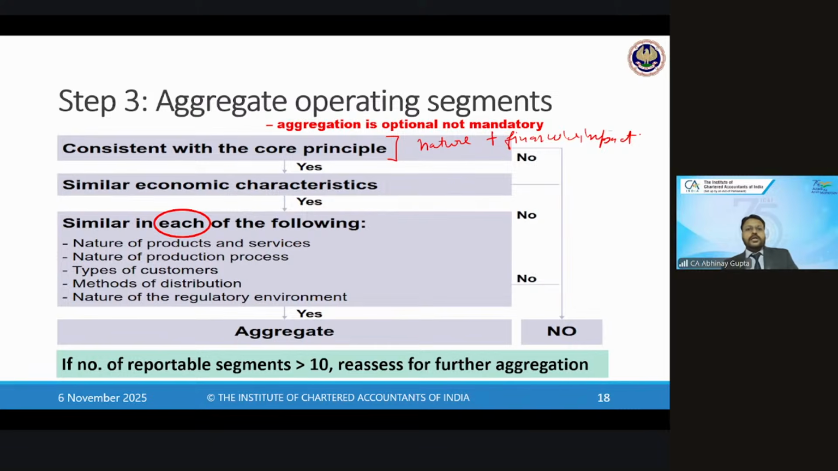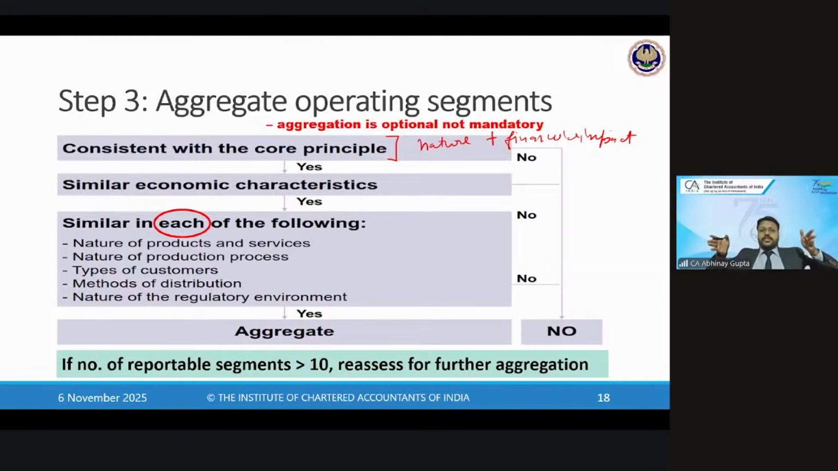Correct. So if the nature of these operating segments and the overall financial impact of these segments is consistent with the core principle, right? If no, then it is not allowed to be aggregated with any other segment. So now we are not talking about the identification of the operating segment. That is already identified. We are not talking about which needs to be reported. That is also done based on the threshold, right?